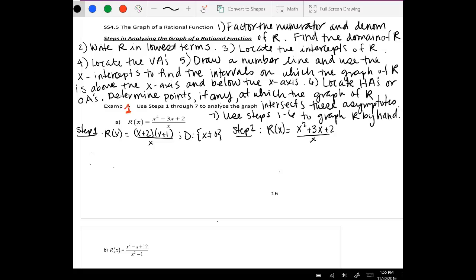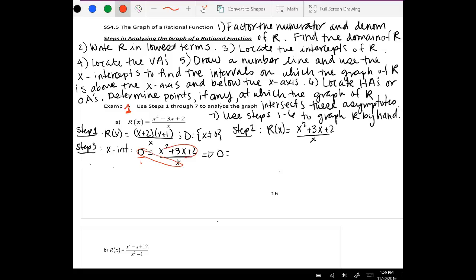Step number three, locate the intercepts of R. That means I'm looking for the x-intercept and y-intercept. So for step three, I'm looking for the x-intercept first. The x-intercept is when y equals 0, so 0 equals, I'm just going to write the original back, x squared plus 3x plus 2 all over x. I'm going to change my pen because I'm going to make this into a fraction, so I'm going to cross multiply. When I cross multiply, I am going to end up with 0 times anything is still 0.